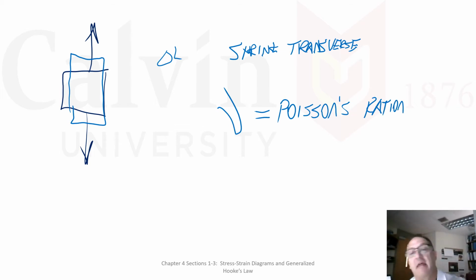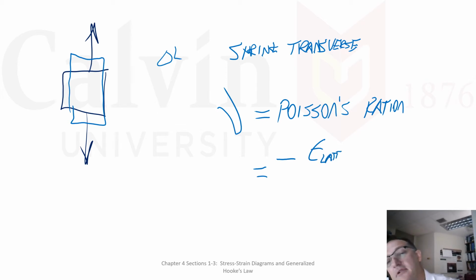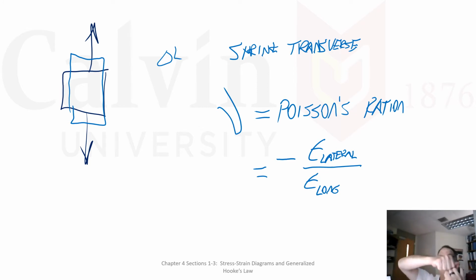And that is the negative, and I put a negative in there because when I stretch in one direction, it shrinks in the other direction. So it's negative the strain in the lateral dimension compared to the strain in the longitudinal direction. That is, I pull it in the longitudinal, and I get lateral deformation. And so this is about that ratio. That's what this Poisson's ratio is.